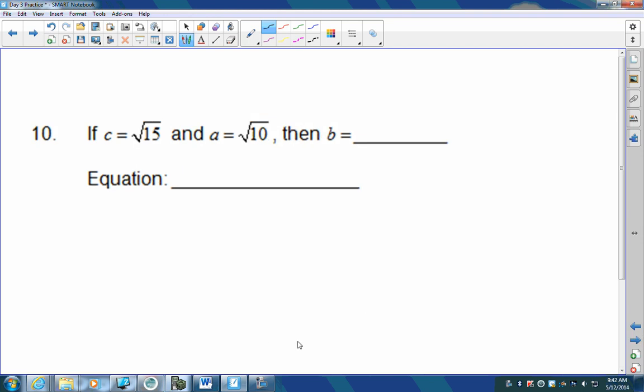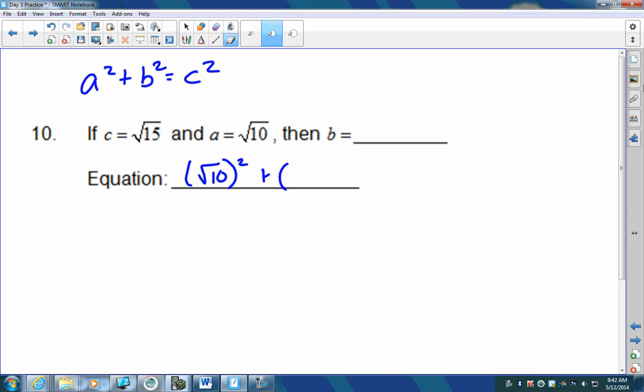Number 10. A squared plus b squared equals c squared. They give me a. A is the square root of 10. So I have the square root of 10 squared plus b squared, which I don't know what that is. So let me rewrite that. There we go. Plus b squared equals c squared. C is the square root of 15, and I'm squaring that.